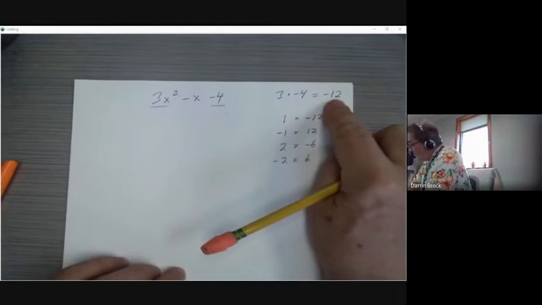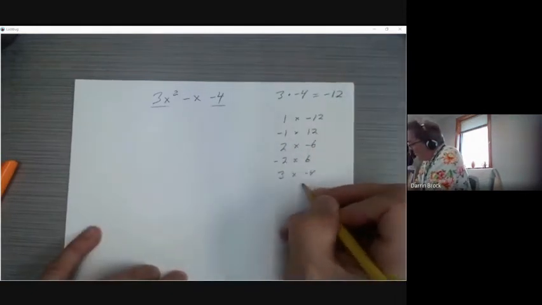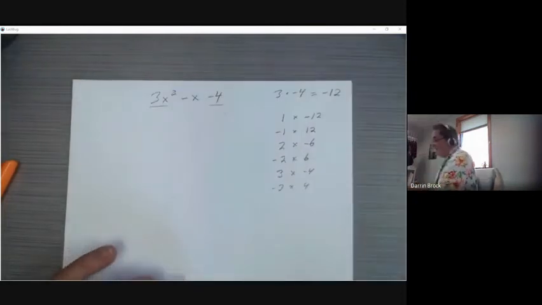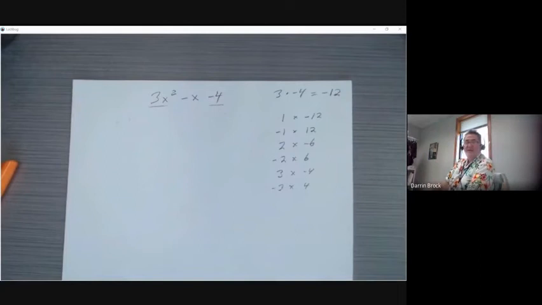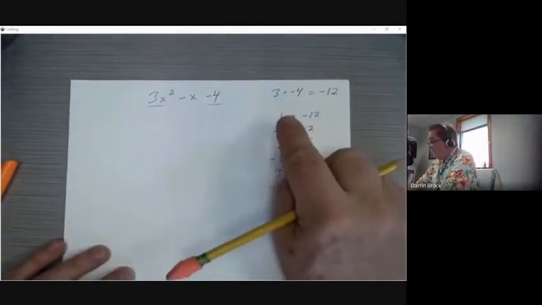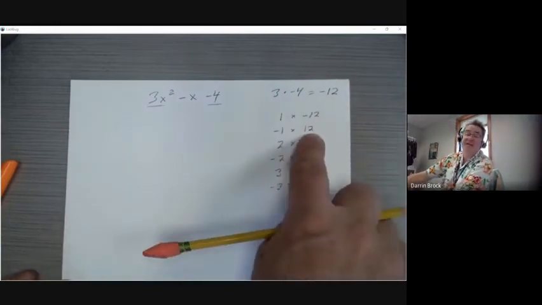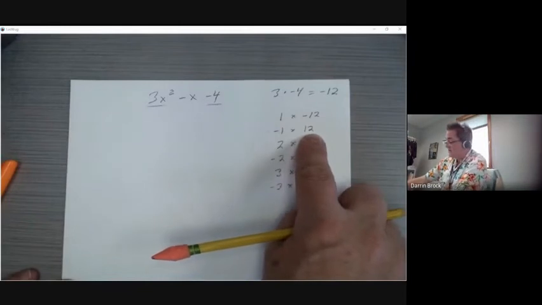Or how about 3 times 4? 3 times negative 4 or negative 3 times positive 4. That's all the different ways that I can come up with negative 12. If this was a positive 12, it'd be 1 times 12 or negative 1 times negative 12. Don't forget the negative options on all of these. There's always a negative option.